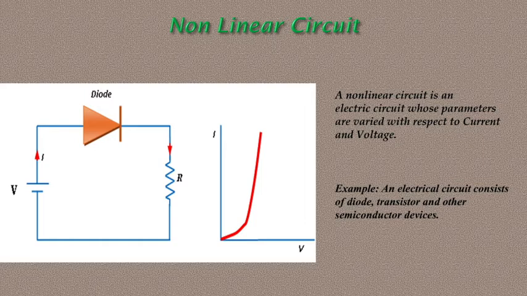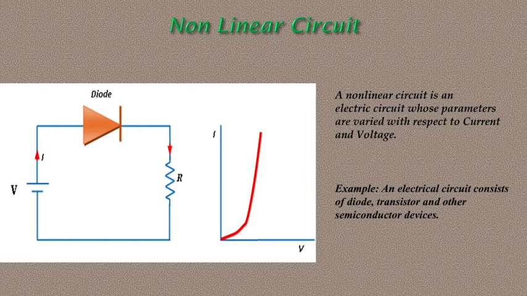Example, an electrical circuit consists of diode, transistor and other semiconductor device. A nonlinear circuit can be explained by this figure. In this figure, a PN junction diode is connected between resistors and supply battery. P end of the diode is connected with positive terminal of the battery. So the diode is in forward bias.